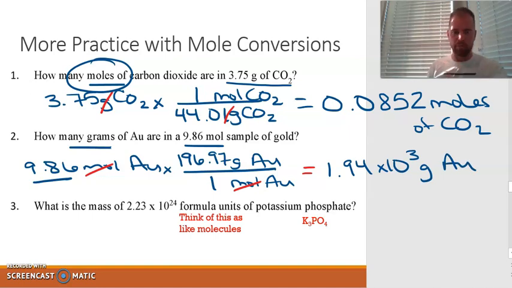All right, looking at number 3. What is the mass, so we're going to solve for grams, of 2.23 times 10 to the 24th formula units of potassium phosphate? So now we're going from particles to mass. We have to go through the mole first, so we're going to have a couple conversions here. Remember, for formula units, think of it as molecules.